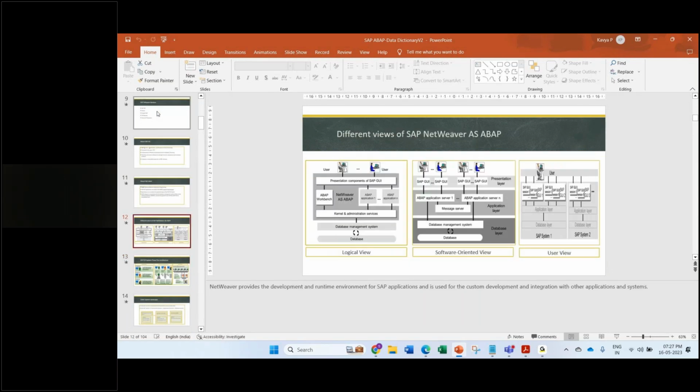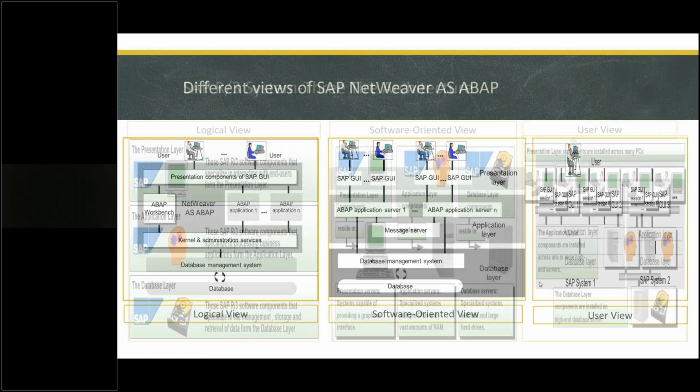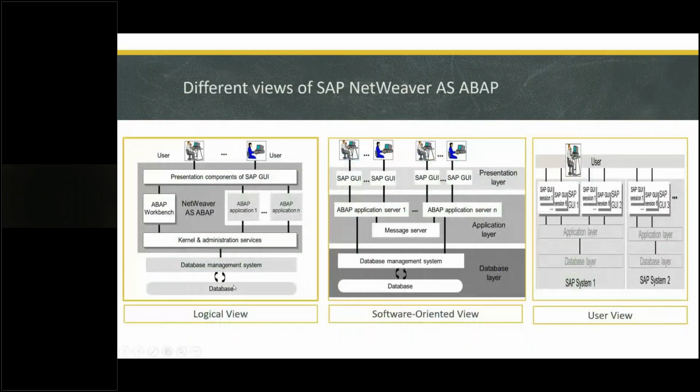Where you will see the NetWeaver architecture. I think you are also aware of this, just to have some foundation. We'll see the three-tier architecture. Different views are presented here: this one is logical, how the components are connected, and this one is software component oriented, meaning in which layer which software components are installed, and then from the user view, how the user will access and perform.